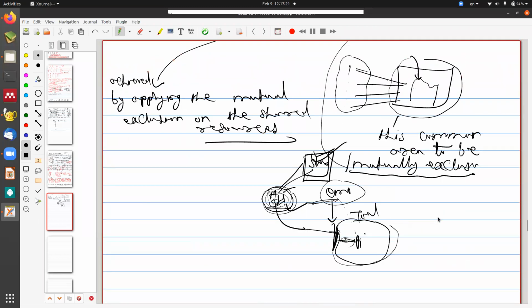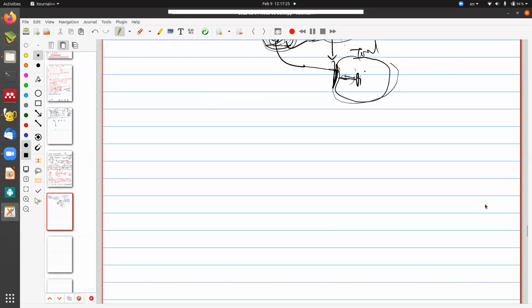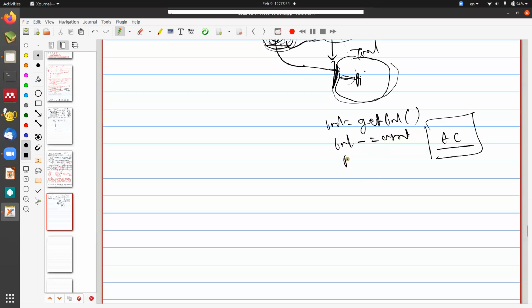Let's see a scenario. Today's class is that one. Please focus. Very interesting class today. So this is my account, and in this account we have written some code. So this is my shared area. We have written some code like this: balance equals get balance, then balance minus equals some amount, then you put balance.